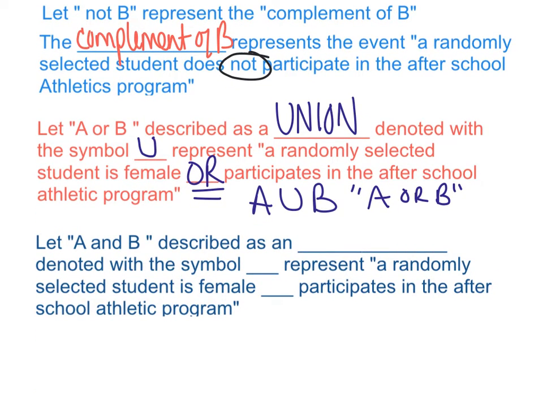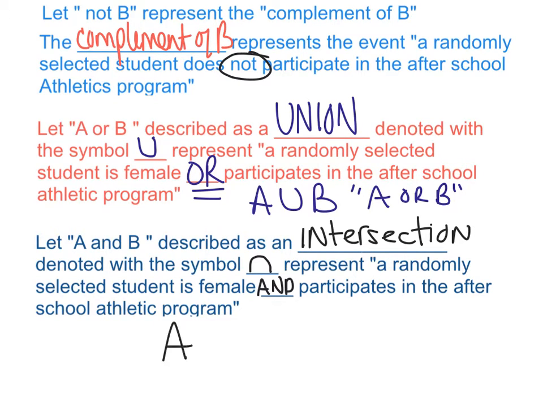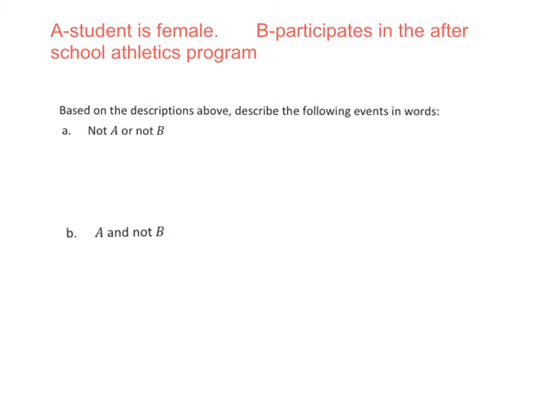Let A and B be described as an intersection, denoted with the symbol, kind of like an upside down U, so to speak. It represents a randomly selected student is female and participates in the after-school athletics program. So if you ever see A and B, that's how it's read. If it looks like the U, that's the or, and the upside down part is the and. So we're going to write out a few sentences.